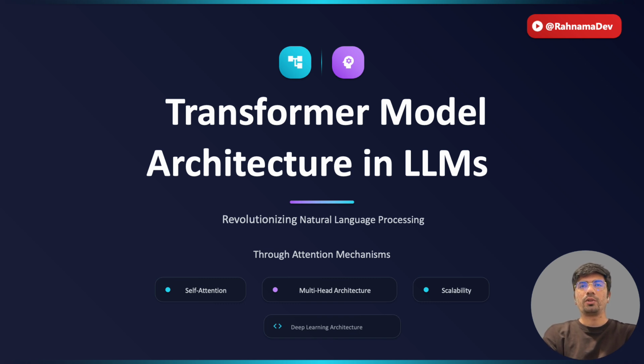It's built entirely on attention mechanisms, which allow models to understand context and relationships in text in ways we never thought was possible. In this presentation, we'll break down exactly how transformers work, from their core components to the key mechanisms that make them so powerful. Whether you are a developer, researcher, or just curious about AI, understanding this architecture is essential for grasping how modern LLMs function. So let's get started by exploring the foundation of transformers, their core components.